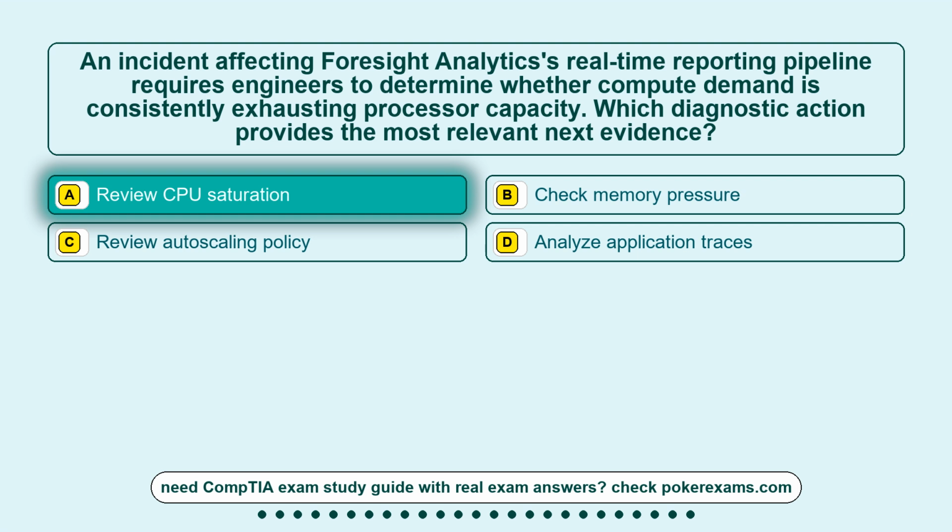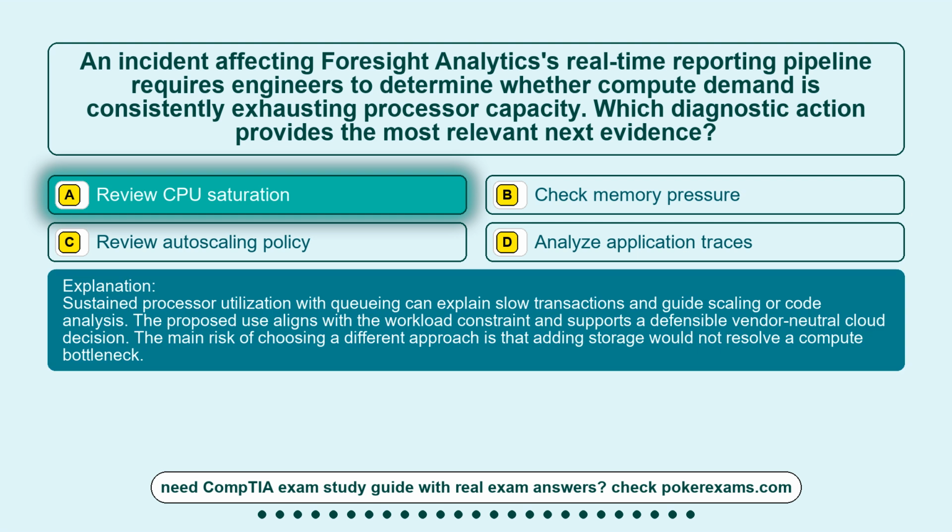review CPU saturation. Sustained processor utilization with queuing can explain slow transactions and guide scaling or code analysis. The proposed use aligns with the workload constraint and supports a defensible vendor-neutral cloud decision. The main risk of choosing a different approach is that adding storage would not resolve a compute bottleneck.